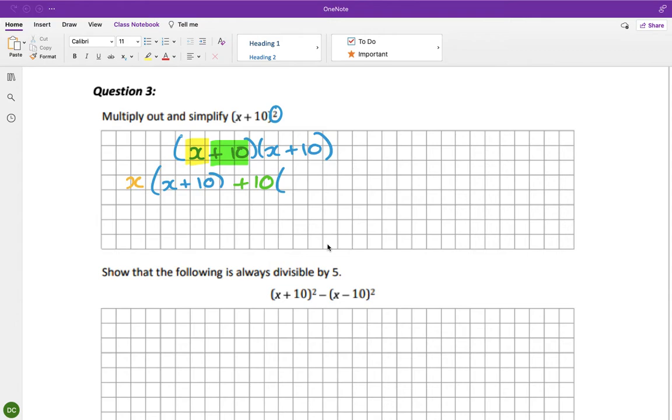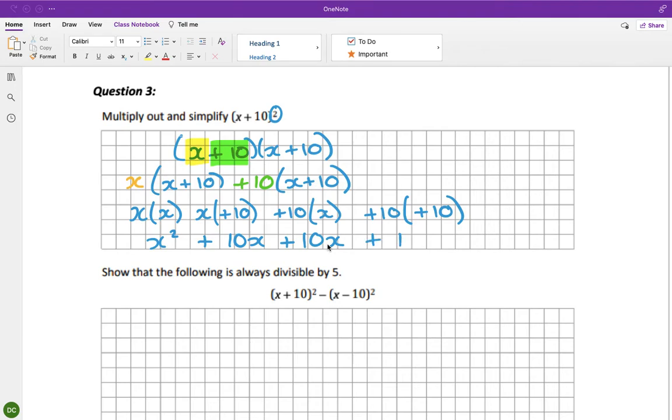Set up your multiplications. So x by x. Sorry, not a plus. X by plus 10, plus 10 by x and plus 10 by plus 10. So that's x squared plus 10x plus 10x plus 100. And then the question does say simplify. So if there are any families, which there are, we need to combine them. So that is x squared plus 20x plus 100. Yeah?